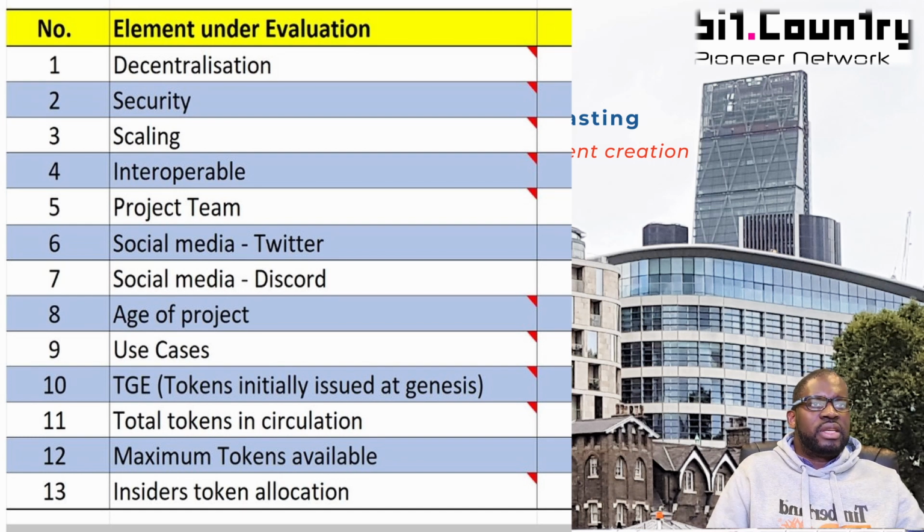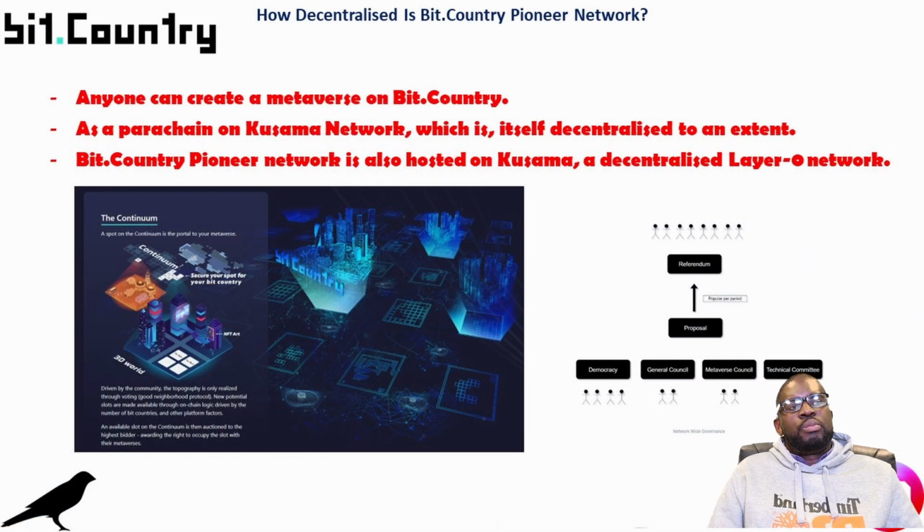So on decentralization, anyone can create a metaverse on Bit.Country as a parachain on Kusama network, which Kusama itself is decentralized to an extent. So Bit.Country is a parachain on Kusama network, which is itself decentralized. As a community-owned, decentralized, multi-metaverse platform, Bit.Country requires sophisticated governance protocols, allowing it to develop gracefully in the best interest of the stakeholders. This governance mechanism is inspired by Polkadot's governance, and the protocols are built using the Substrate network, which is one of the credible blockchain building blocks, the Substrate.